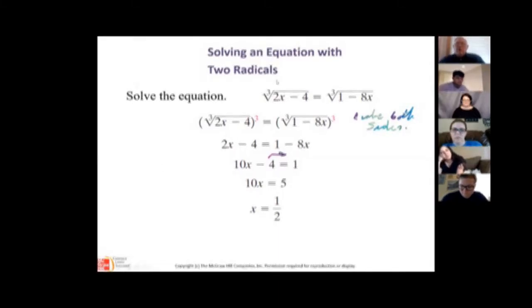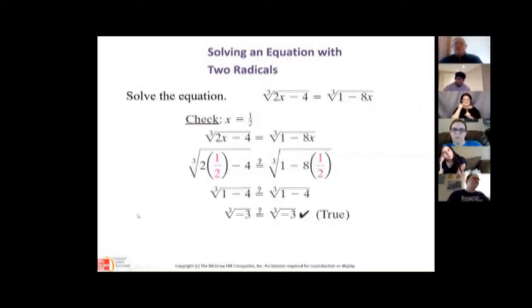Now, so far, with radicals on both sides, it hasn't been any different. But if there are additional terms out here besides just the two radicals, then it gets a little more complicated. By the way, here's the check for this one.